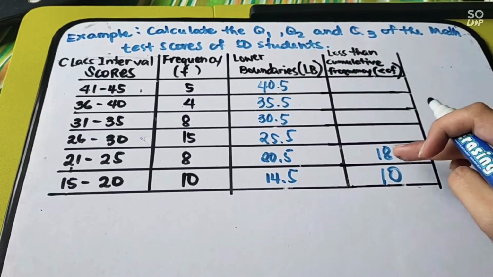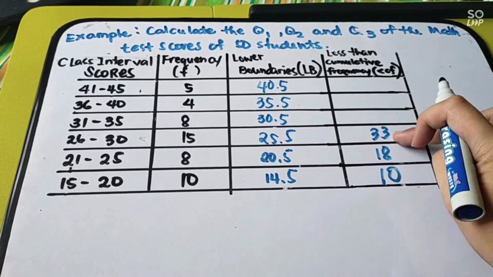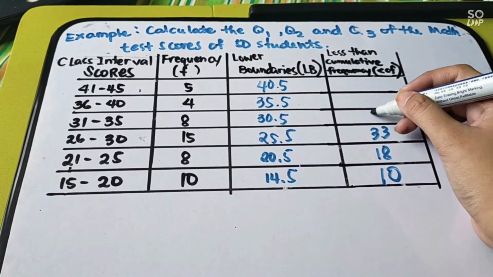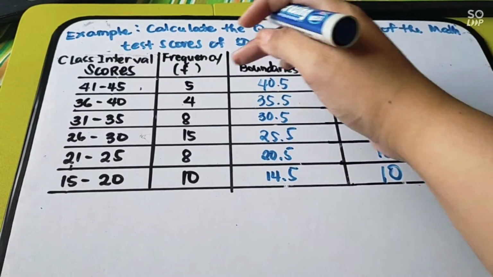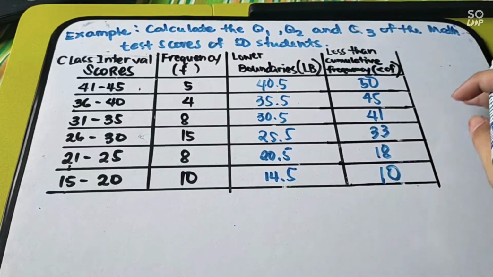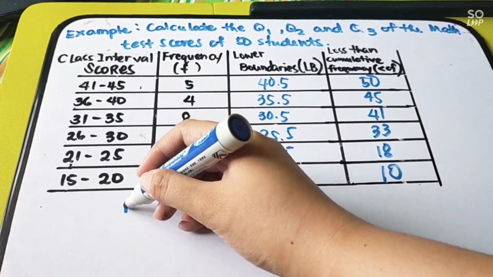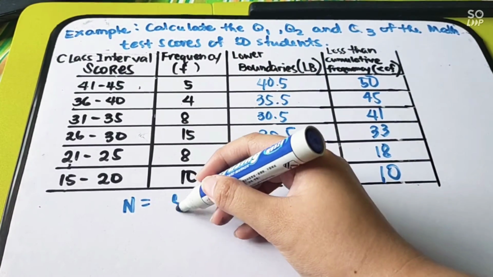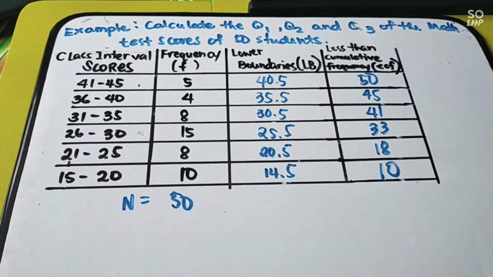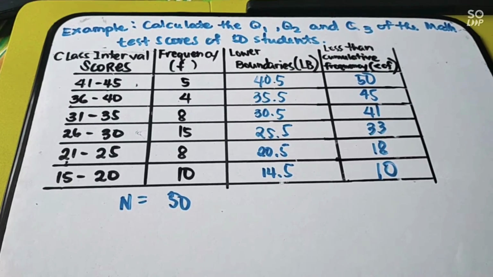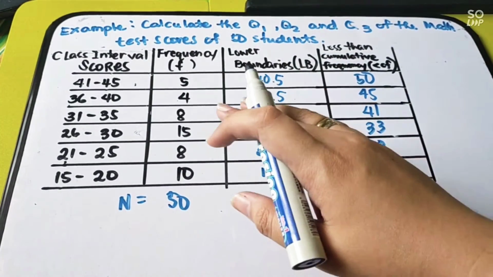Then, the next one, 18 plus 15, the answer here is 33. Next, 33 plus 8 is 41. 41 plus 4 is 45. And 45 plus 5 is 50. So that is the less than cumulative frequency. Then let us write here your n, the total number of frequency, which is 50. If you add it all, the answer is 50. Okay, same. Afterwards, we are going to find where quartile 1 is in this class interval of scores.